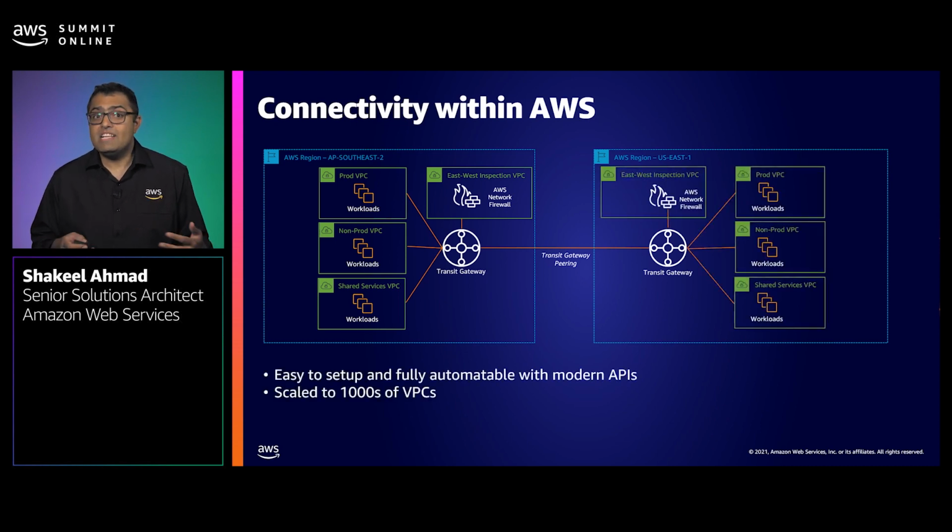This is easily scalable and fully supported by modern APIs for automation. You can imagine you can use CDK or CloudFormation to deploy this and create a global network, right, using transit gateways and peering them together.